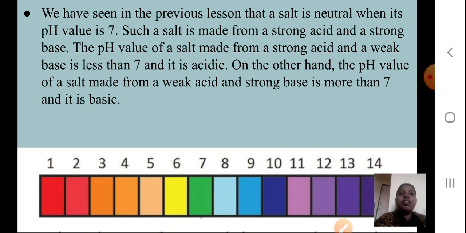On the other hand, the pH value of a salt made from a weak acid and a strong base is more than 7, and we will call it basic. Means from more than 8 to 14, what you will be having is the basicity of these salts. Okay students, I hope till here it is clear.